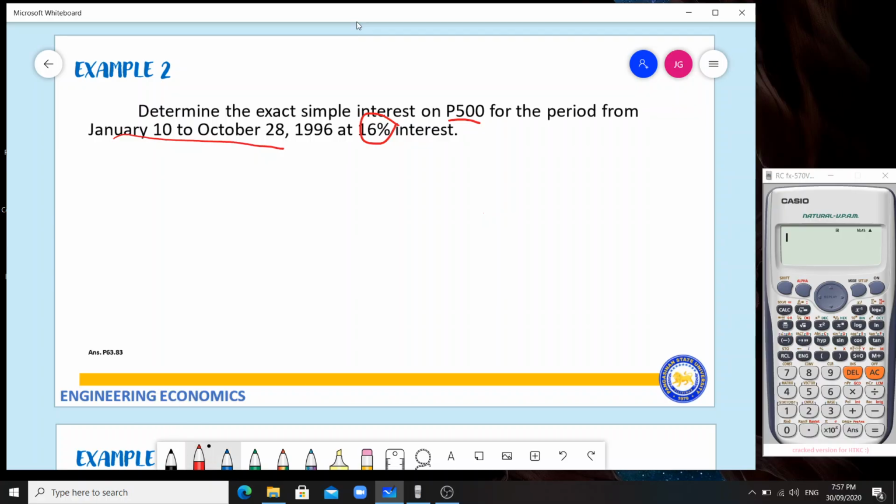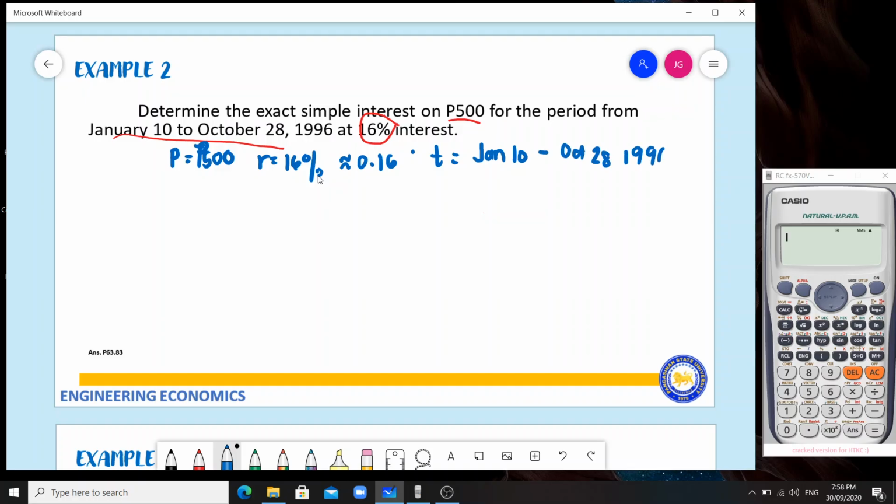So, let's label first. Meron tayong P na 500 pesos. Ang rate natin ay 16% or 0.16 at ang time natin ay from January 10 to October 28, 1996. Sabi niya pa, exact. Okay, so ibig sabihin na exact, it's either 365 days tayo or 366.